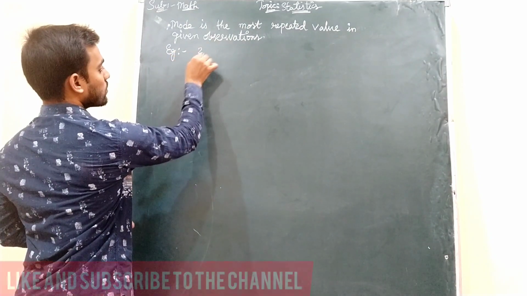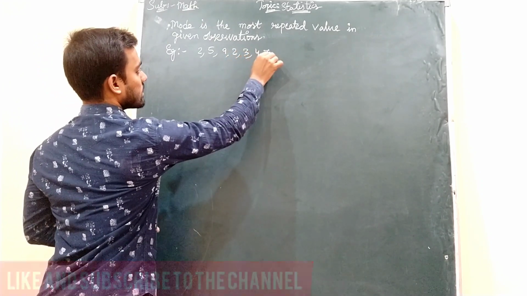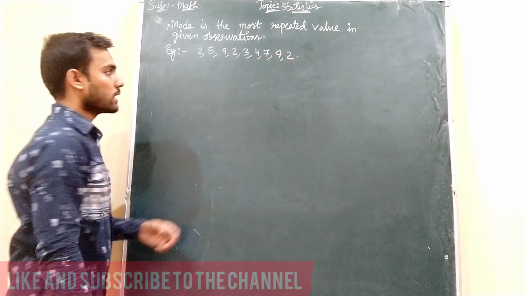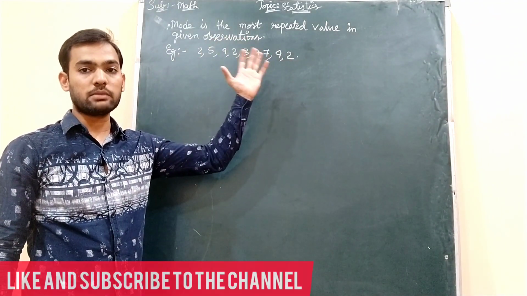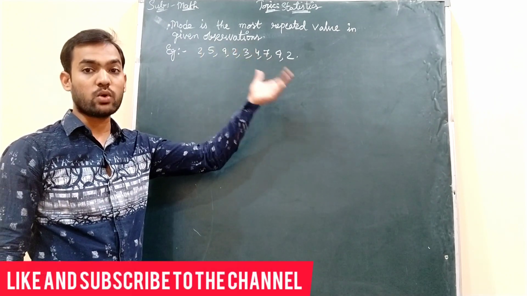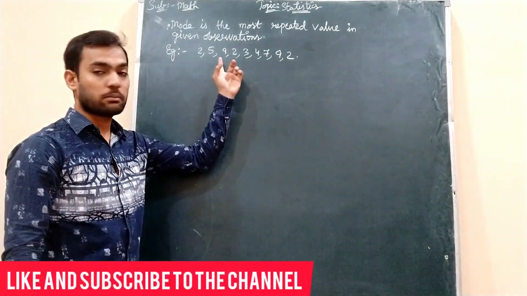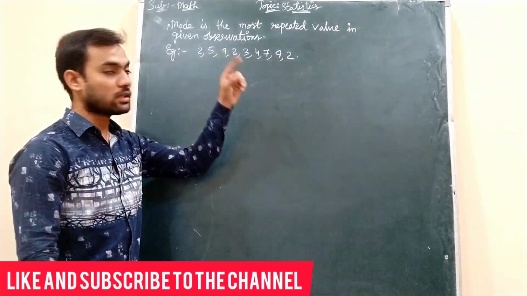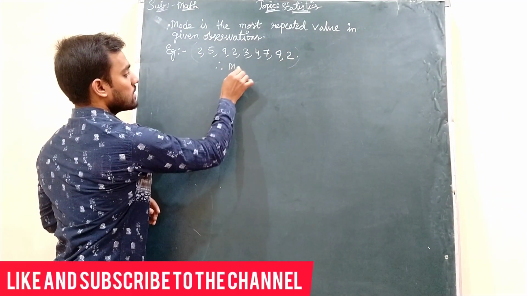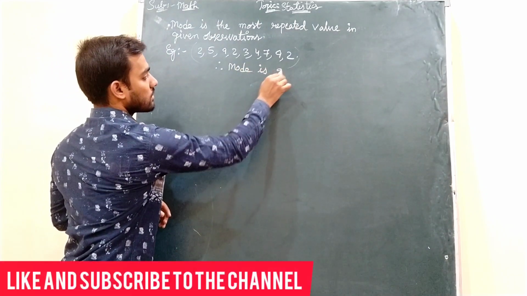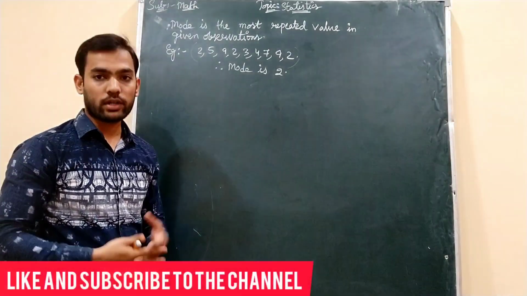If you have numbers like 2, 5, 9, 2, 3, 4, 7, 9, 2. Among all these observations, the observation having maximum frequency, which means the observation which is repeating more number of times, is 2. 1, 2, 3. 9 is also repeating, but only twice, whereas 2 is repeating thrice. So that is the reason in all these observations mode is 2. Okay, so this is just like an introduction of what is mode.